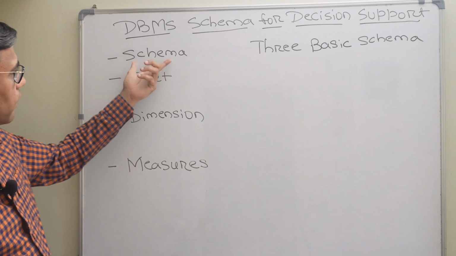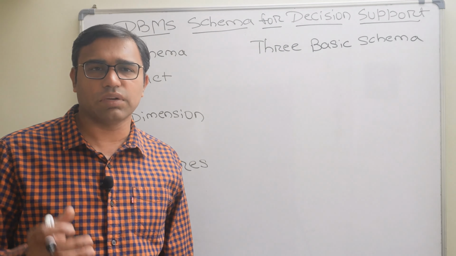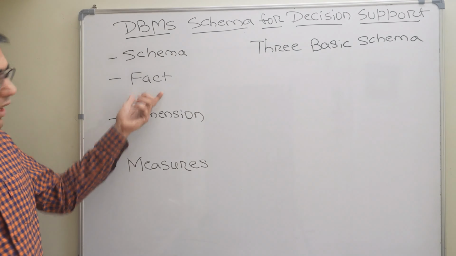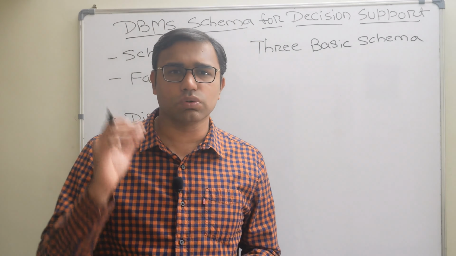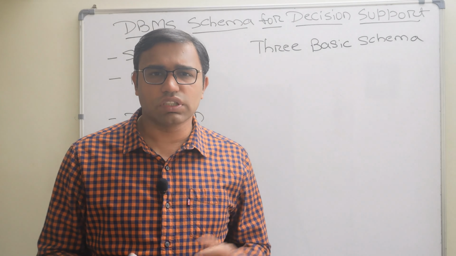So what is schema? Schema is nothing but logical representation of the database. It represents how the tables are logically organized. Then what is fact? Fact is nothing but universal truth. So what is universal truth? The sky is blue, man is mortal. So these are universal truths.